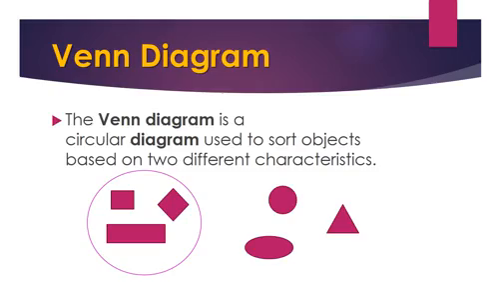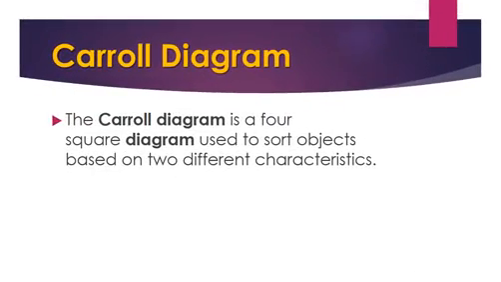How about the Carol diagram? The Carol diagram is a four-square diagram used to sort objects based on two different characteristics. So the use of a Carol diagram is the same as the Venn diagram. But the only difference is we use a circle in a Venn diagram, while in this one we use a table or four-square diagram. So I will show you an example.